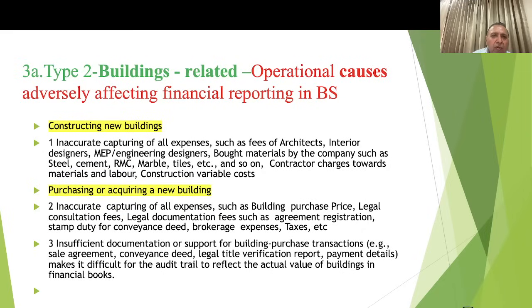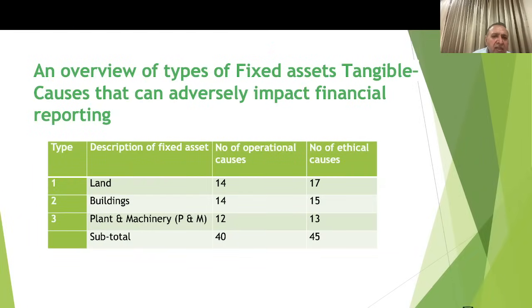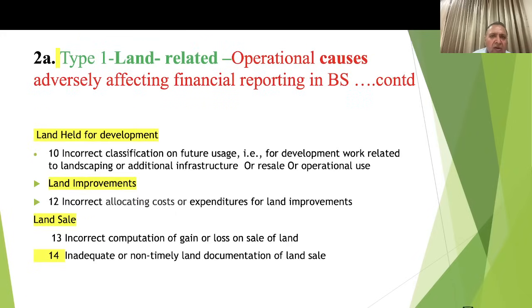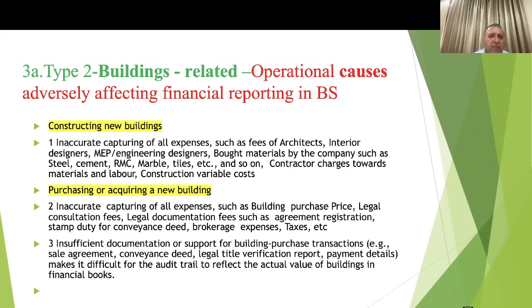So with this I have just shared 14 operational causes related to the land which can adversely impact financial reporting, and 17 ethical causes. Now let me come back to the building related operational causes.